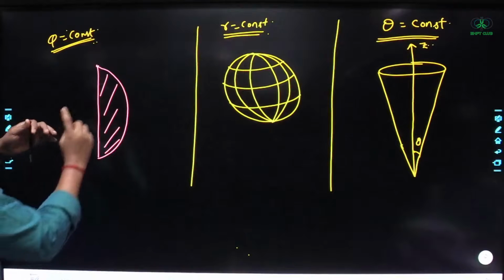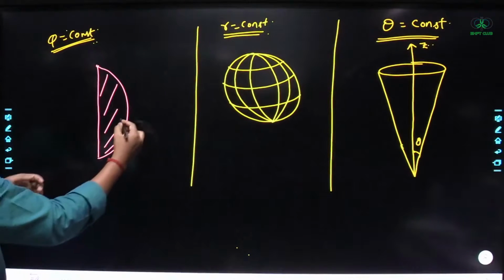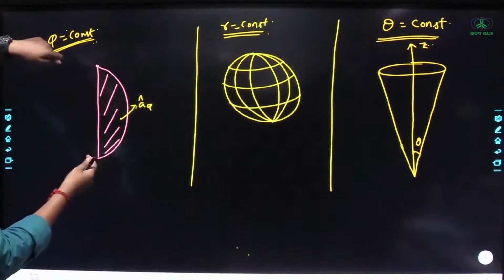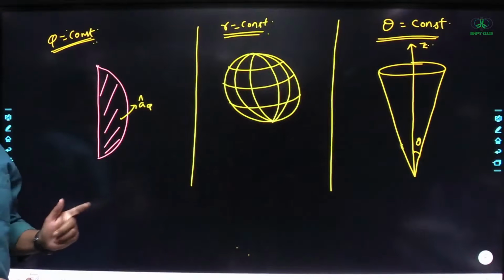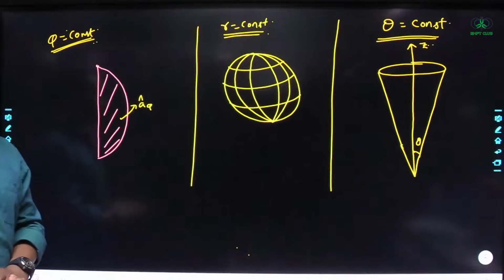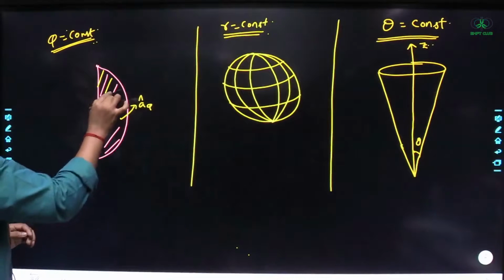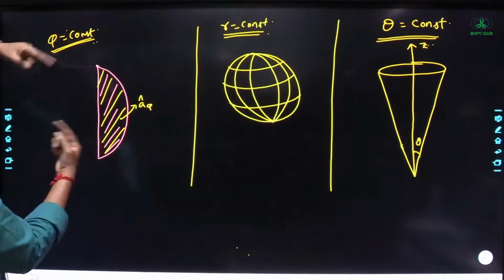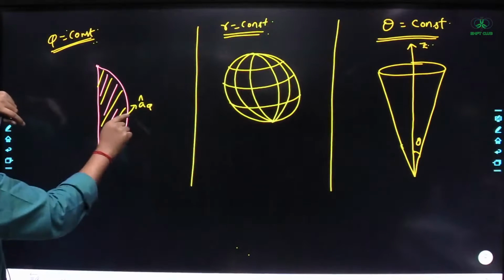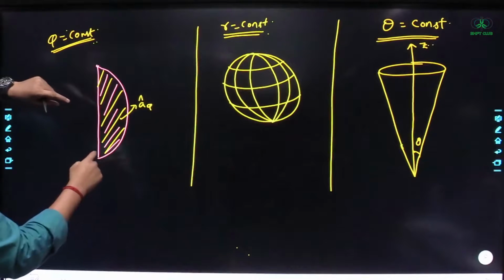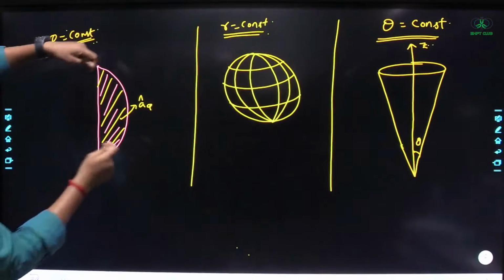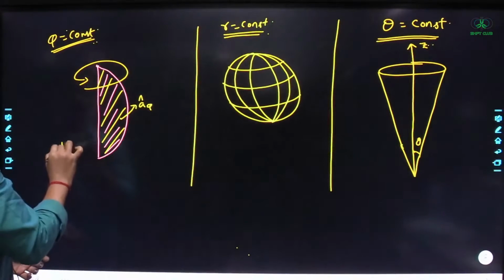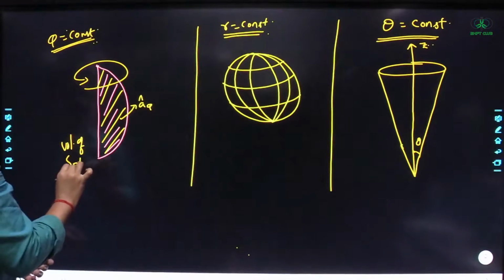Understood? So if you rotate this semicircle in the phi cap direction, what are you going to get? You are going to get the volume of the sphere. Take this total surface of the semicircle and extend it in its perpendicular direction, which is phi cap. Then you are going to get the volume of the sphere.